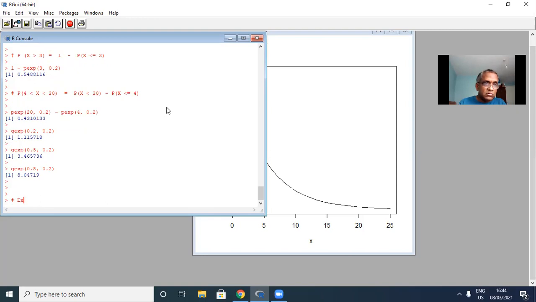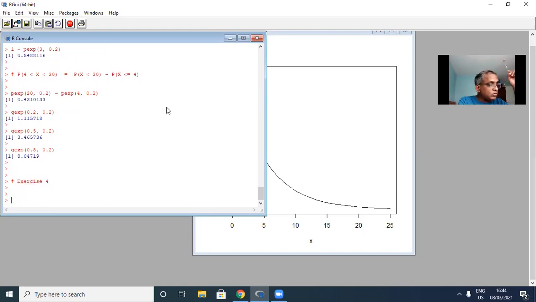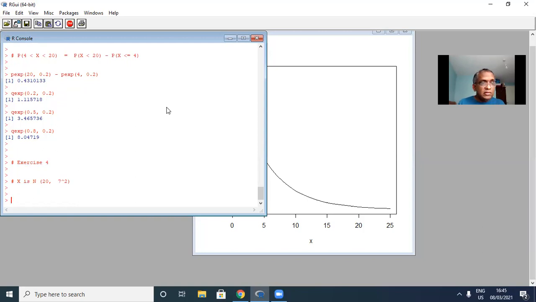Exercise 4. We have 3 parts to the question. Here, X is normal with parameters mean equal to 20 and variance equal to 7 squared, right? The first part is asking you to plot the density over the region 0 to 40.